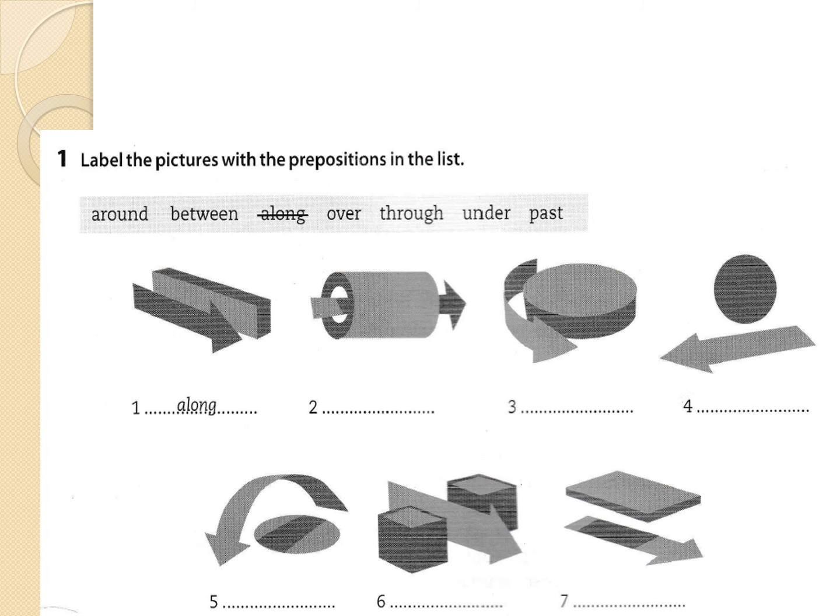Number 1, it goes along the side. Number 2, it goes through the tube. Number 3, it goes around the circle. Number 4, it goes past the circle. Number 5, it goes over the circle. Number 6, it goes between the boxes. Number 7, it goes under the block.